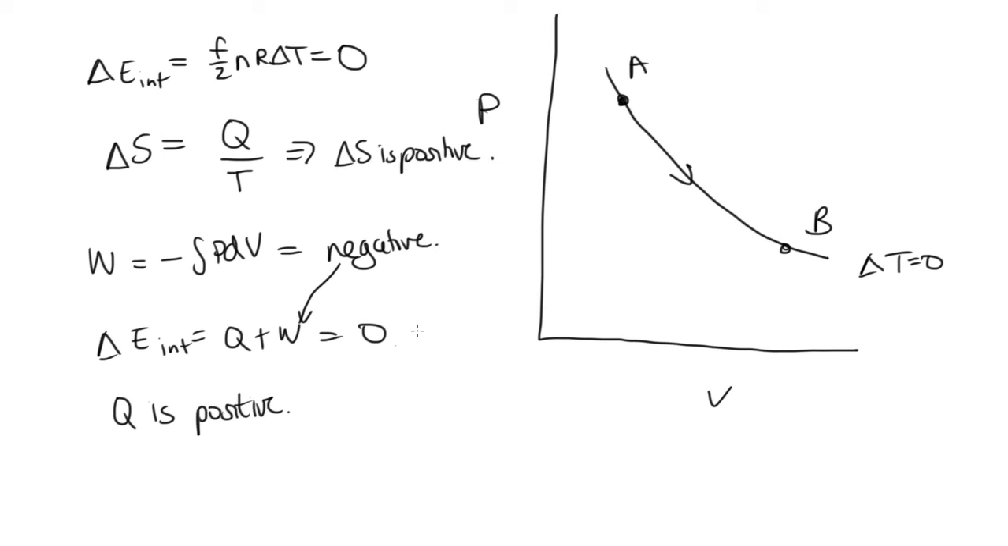So now we've defined everything. The change in internal energy is 0. The change in entropy is positive. The work done on the gas is negative, and the heat transferred to the gas is positive.